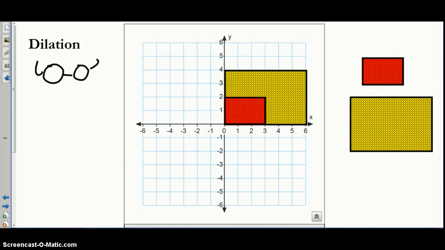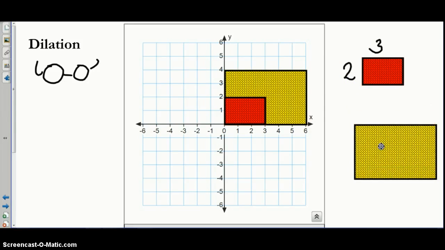We can begin analyzing this by looking at the length and the width of each rectangle. Now, the red rectangle has a length of 3. You can look over on the coordinate plane and see it's 3. And it has a width of 2. Now we look at the yellow. The yellow rectangle has a length of 6 and a width of 4.